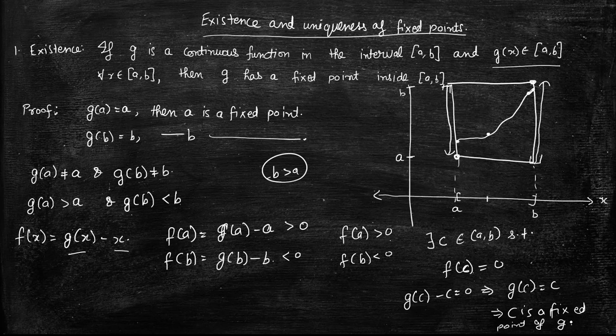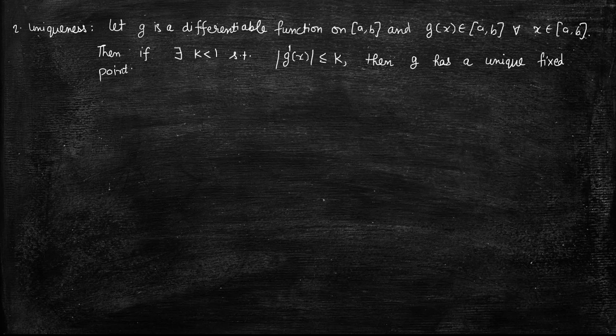Therefore, if the conditions of the theorem are satisfied, then g will have a fixed point inside the interval [a, b]. One thing to note here is that if this condition is not satisfied, there may exist a fixed point or there may not exist a fixed point. We can't say that. But if this statement is true, then this will always hold. So now let us go to the uniqueness part.